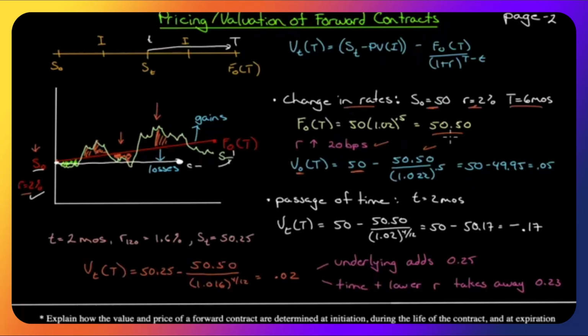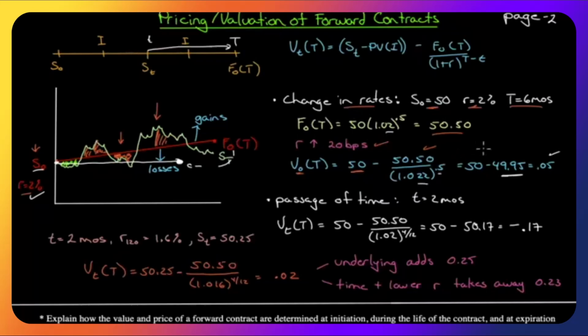So it's still 50.50, but now we're discounting it back at 1.022 as opposed to 1.02. Because interest rates have gone up 20 basis points, the new discount rate is 2.2% for 6 months. The present value of the forward price is $49.95. We just made a nickel because rates increased. So as rates are going up, we're discounting at a larger discount rate, the present value will get lower and lower, and we will have made money just with the changing rates.